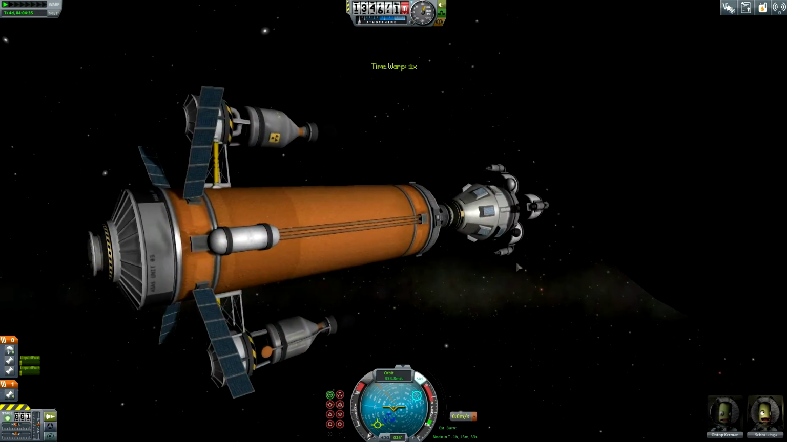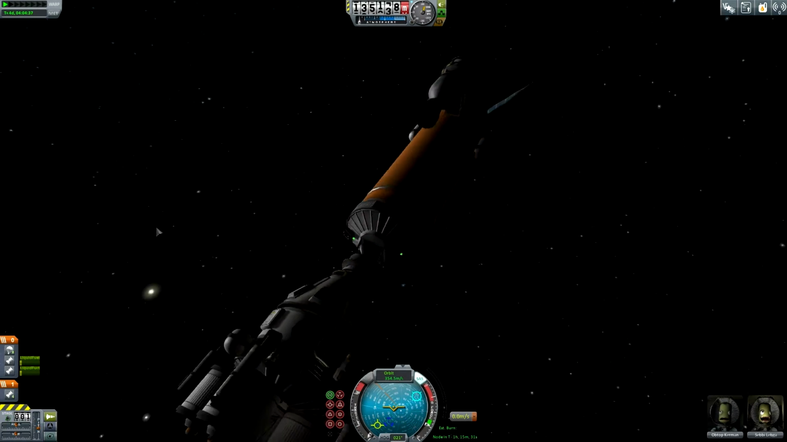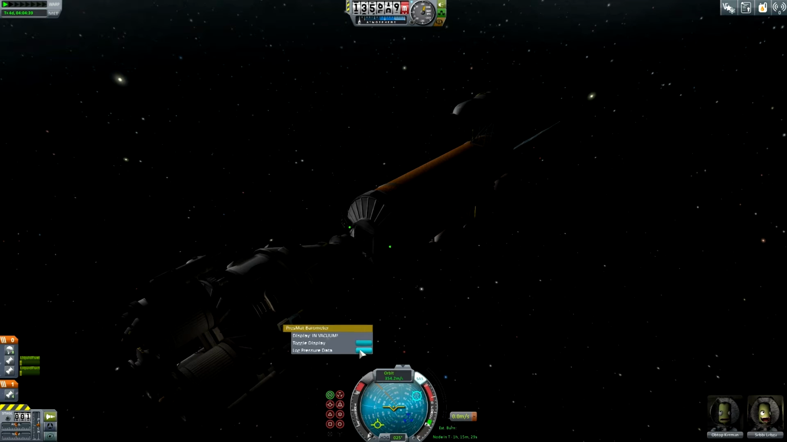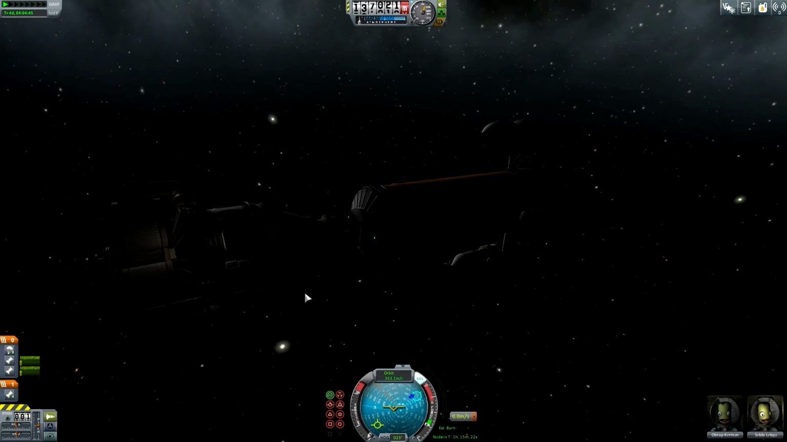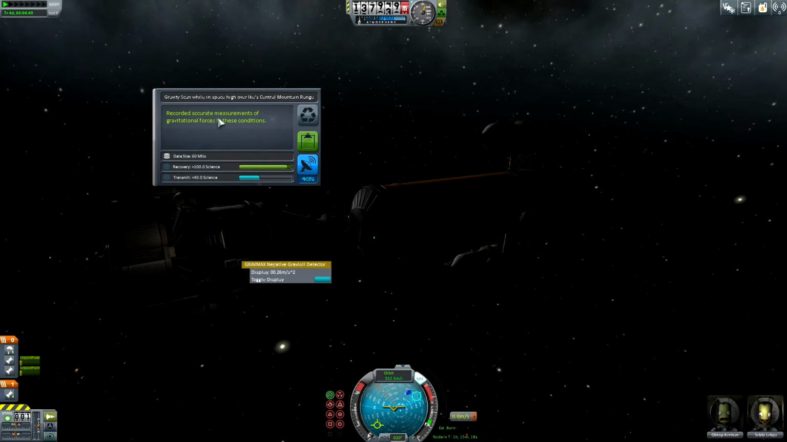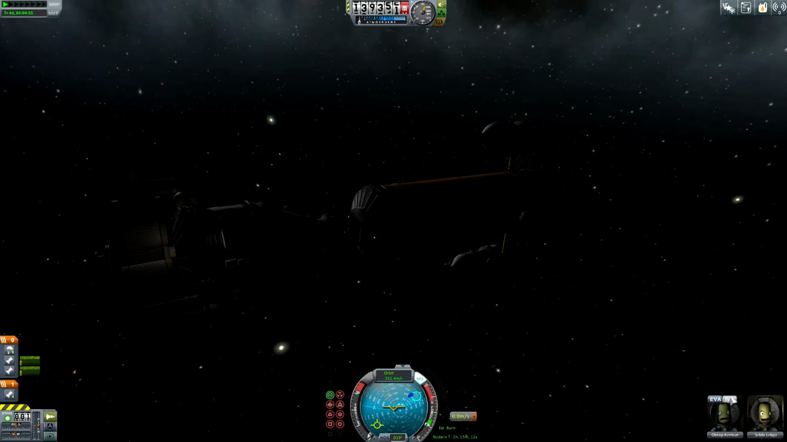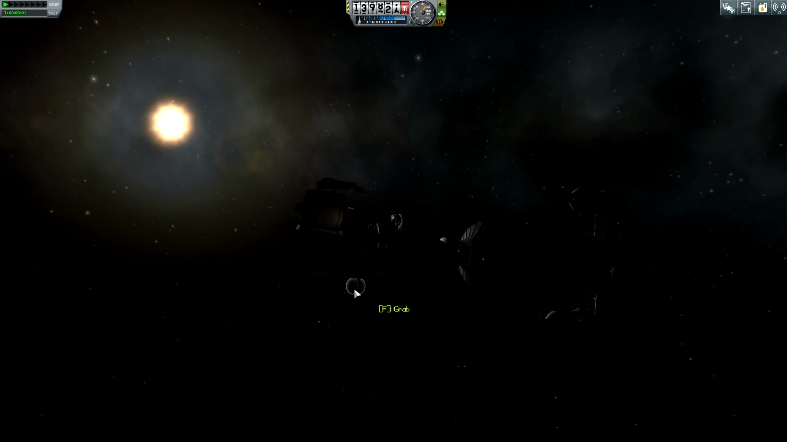I hope I'm now in high space over Ike. Let me see this. Log pressure data. Why in high space over Ike? Indeed. The instrument reads 0. Okay, it's the same information. Log gravity data. Gravity scan while in space high over Ike's central mountain range. Okay, that's cool.